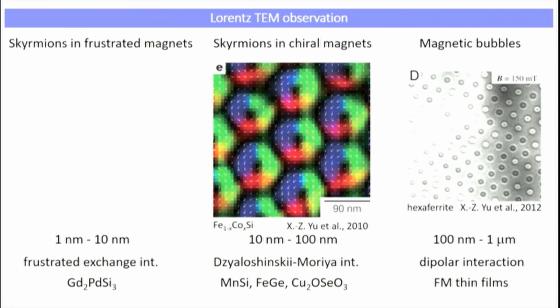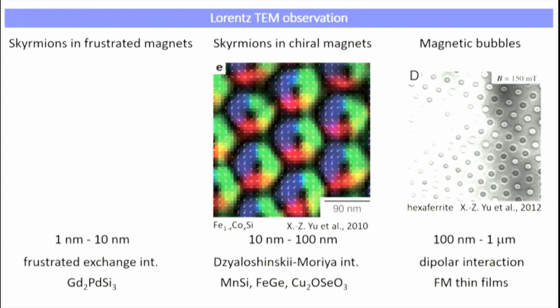Okay, so in order to determine the spin structure of these materials, we performed Lorentz TEM observation of the spin structures. This is a powerful technique to visualize the real space image of a spin texture in the conventional non-centrosymmetric skyrmion hosting materials or the magnetic bubbles.